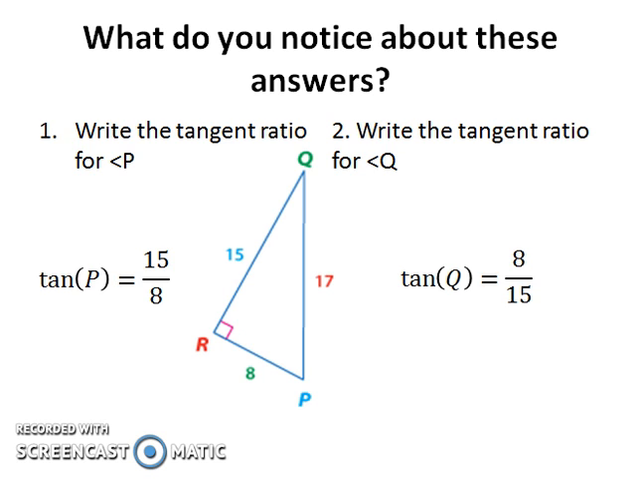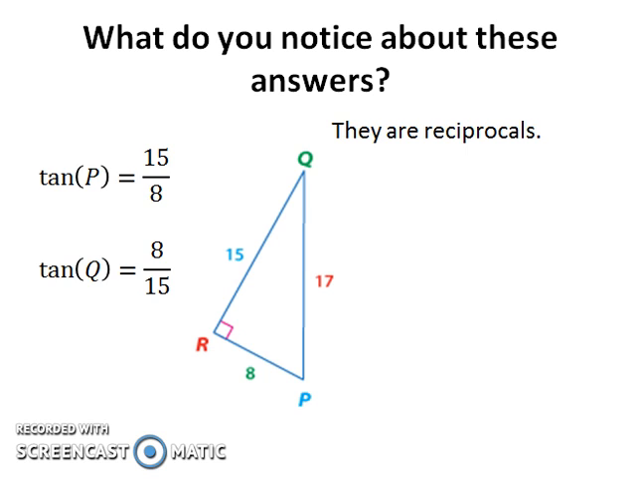What do you notice about those two answers? You should notice that they're reciprocals. They're the exact opposite of each other. So tangent of angle P is 15 divided by 8. The tangent of angle Q is 8 divided by 15. Remember, when I refer to tangent of an angle, it's referring to a scale factor. It's referring to a ratio.